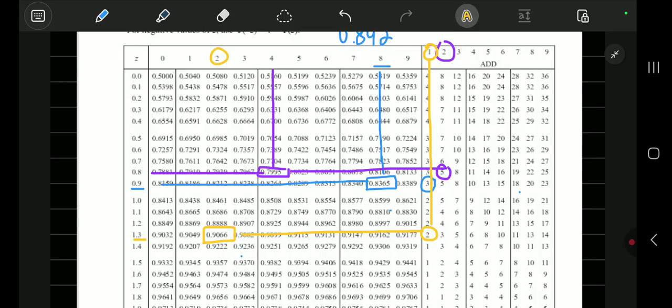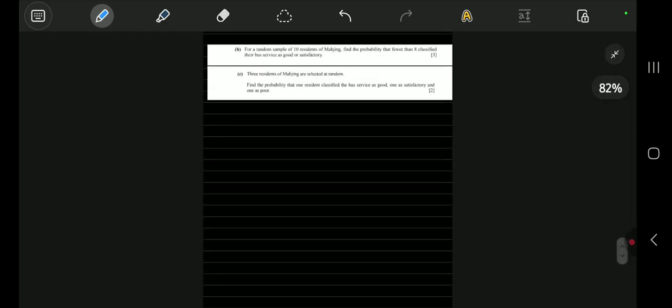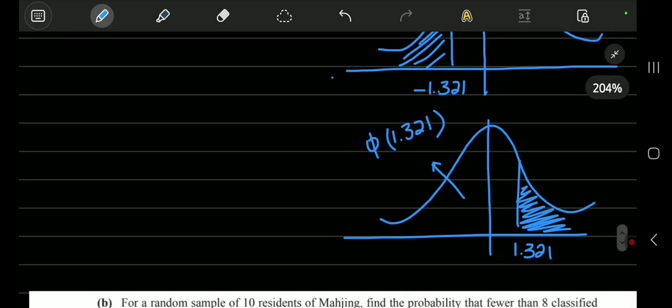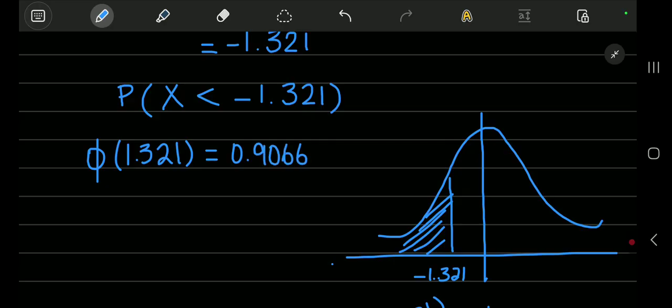So that means we need to add 2 in this, 0.9066. So we will be having your phi value of 1.321 is 0.9066 plus 0.0002. So this will give you 0.9068.